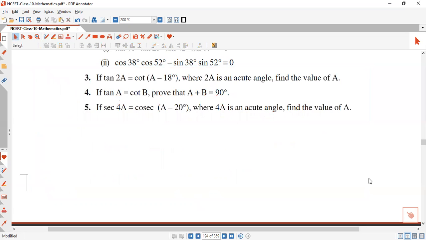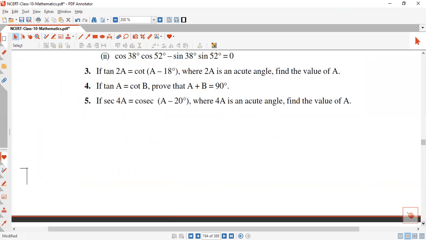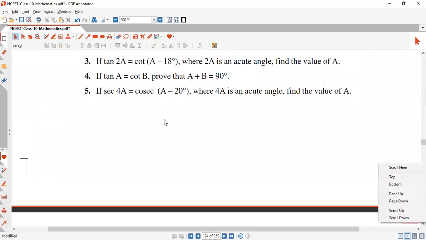Now, question number 3. If tan 2A equals cot of A minus 18 degree, where 2A is an acute angle, find the value of angle A.